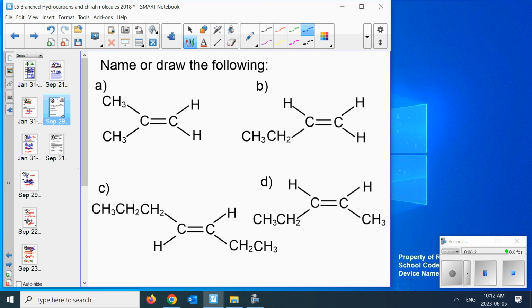So the first thing you need to do is come up with the longest chain and, if possible, include the double bond. With this one, I see that there's 1, 2, 3, if I think of the chain as that one. But I could talk about a chain that goes, including the double bond, 1, 2, 3, and I'm going to use that chain. It's the most common.